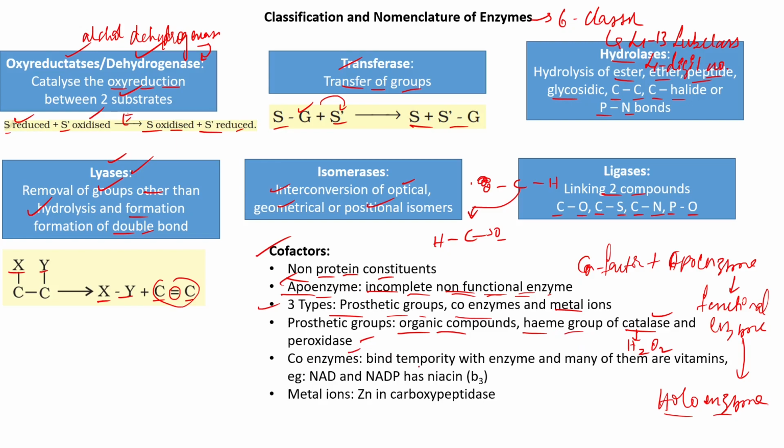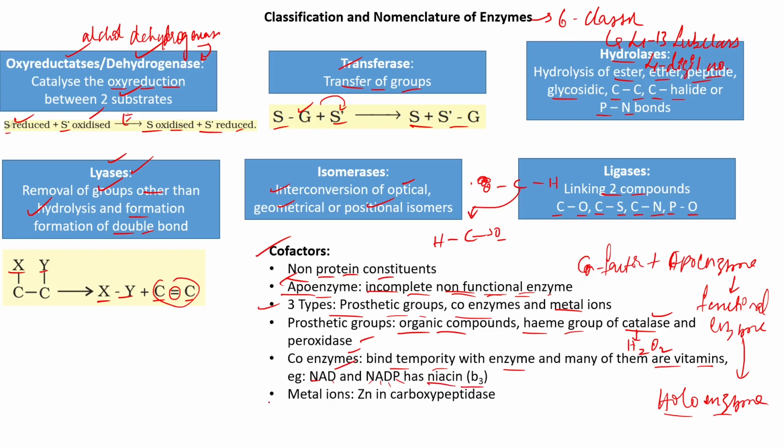Coenzymes mainly bind temporarily with the enzymes, and interestingly, many of them are vitamins. For example, NAD stands for nicotinamide adenine dinucleotide, and NADP means nicotinamide adenine dinucleotide phosphate. They mainly contain vitamin B3, that is niacin.